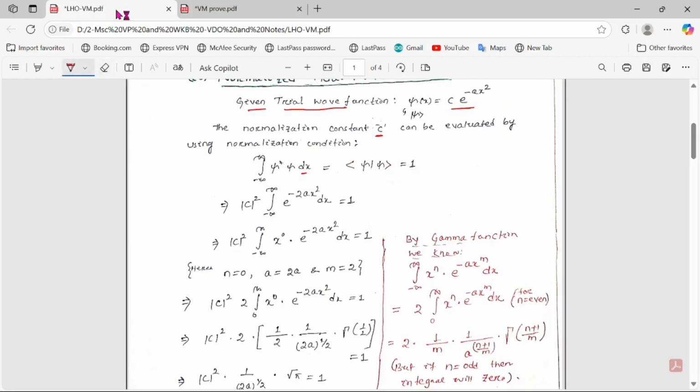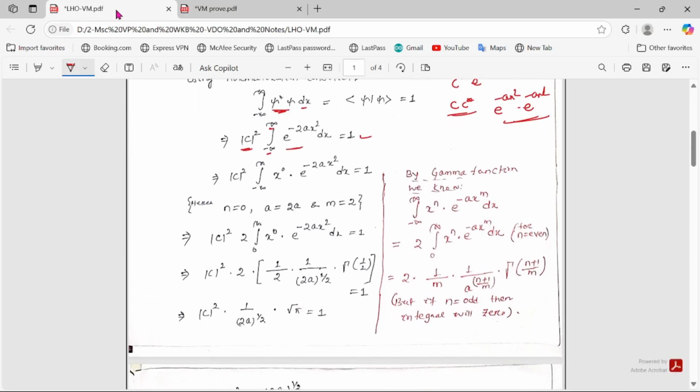We put in the psi and psi star values. Psi is given as c e to the minus a x square. Psi star will be c star e to the minus a x square, because there is no imaginary part in it. So if I multiply psi star and psi, c into c star is c mod square, and the integral from minus infinity to plus infinity of e to the minus a x square into e to the minus a x square, which is e to the minus 2a x square dx, equals 1.